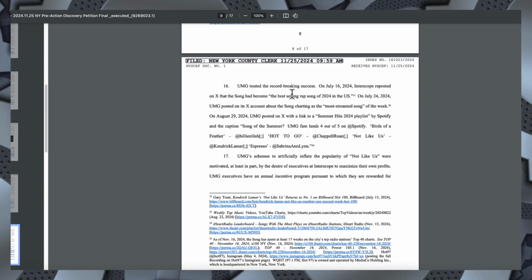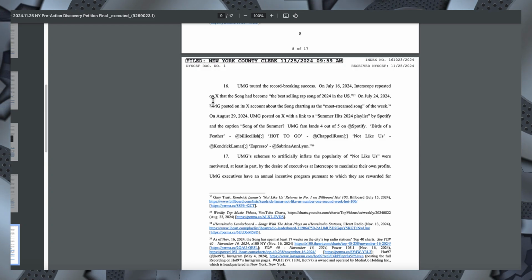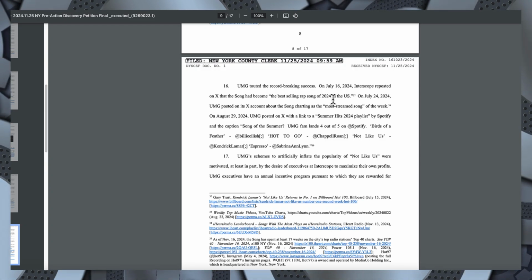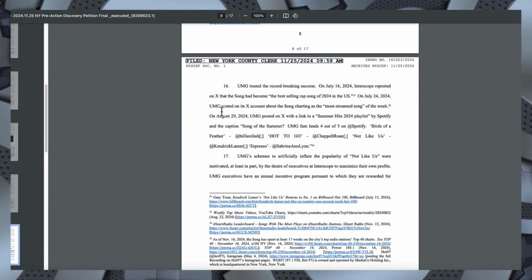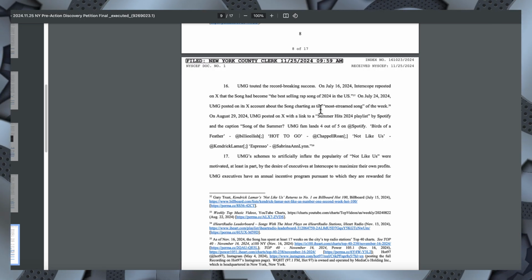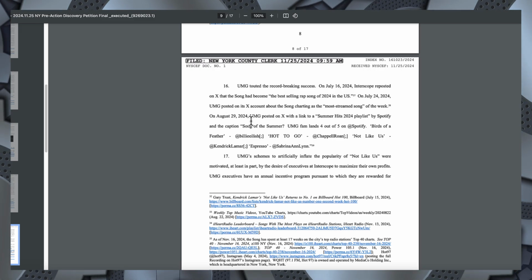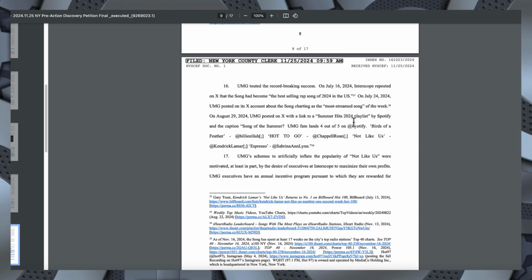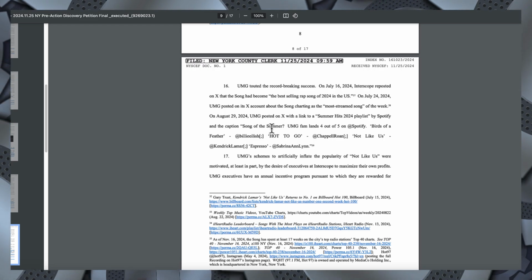UMG touted the record-breaking success on July 16, 2024. Interscope reposted on X that the song had become the best-selling rap song of 2024 in the U.S. On July 24, 2024, UMG posted on its X account about the song charting as the most streamed song of the week. On August 29, 2024, UMG posted on X with a link to the Summer Hits 2024 playlist by Spotify and the caption, Song of the Summer.